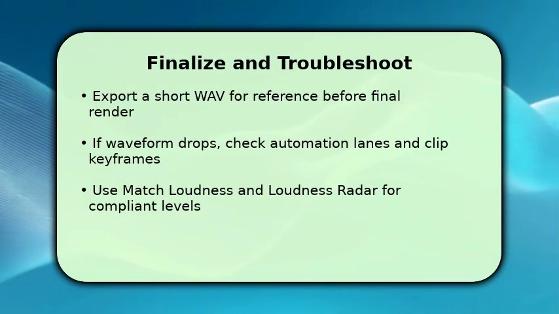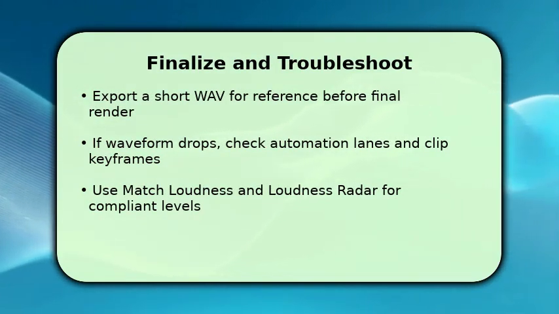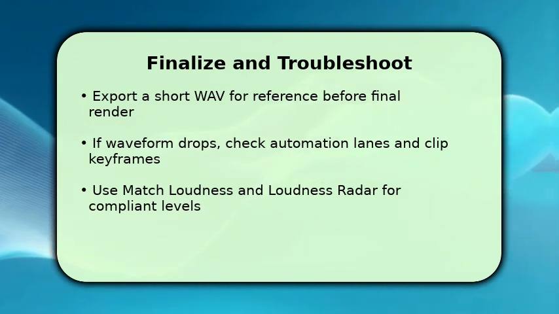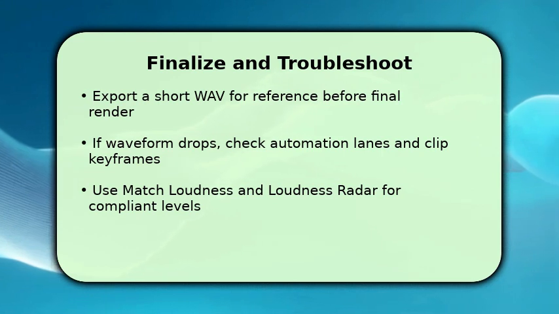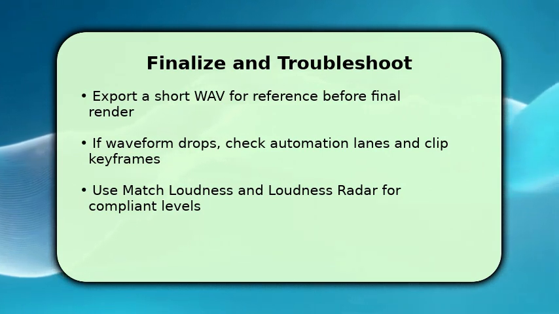To finish, render a short reference WAV and inspect the waveform in a dedicated audio editor or back in Premiere to confirm changes. If the visible waveform shrinks unexpectedly, check automation lanes, muted keyframes, or disabled effects. Those often mute gain. Make sure no clips have applied negative infinity gain or track effects bypassed.